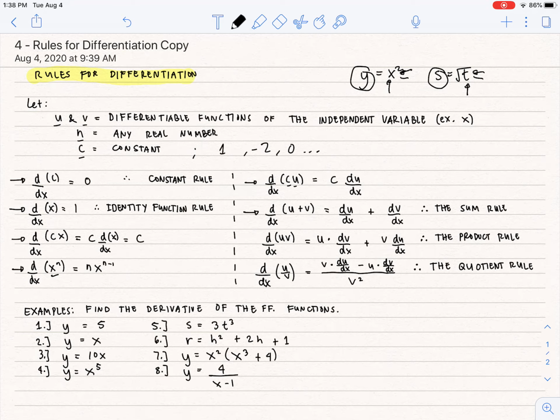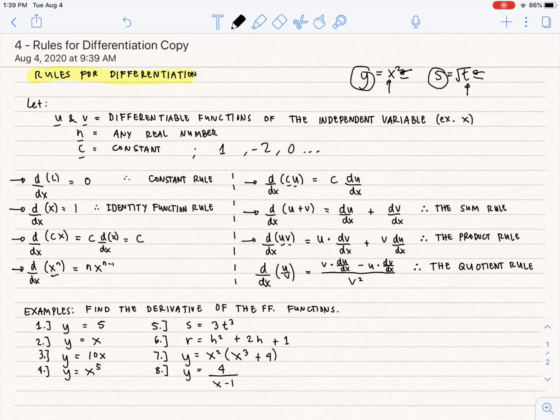Okay, so once again, u contains x, and v also contains x, because u and v become functions with the independent variable x. Okay? Next, second to the last, the derivative of u multiplied by v with respect to x has this formula.